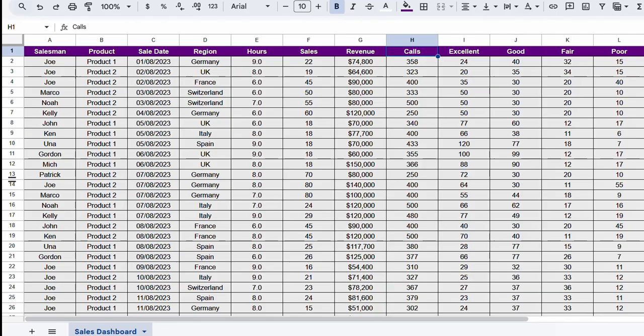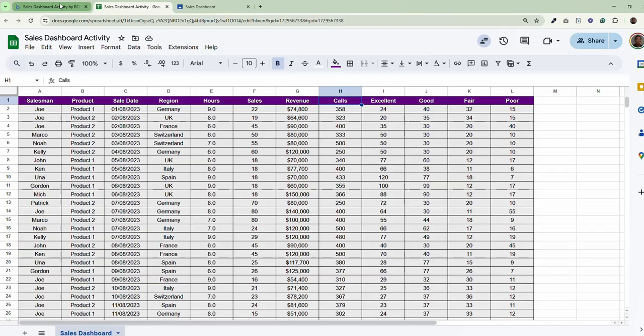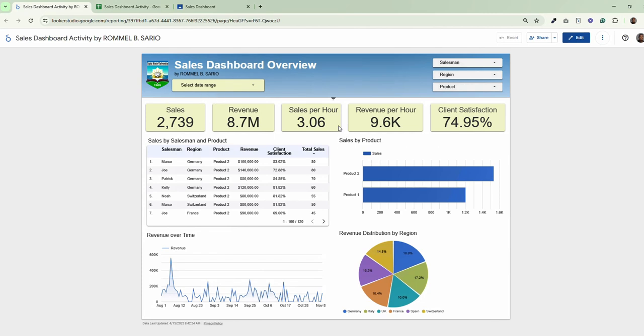This dataset gives us a rich foundation to analyze not just how much was sold, but how efficiently salespeople performed and how clients responded to their service. So these raw fields will serve as building blocks for creating calculated KPIs such as sales per hour, revenue per hour, and the client satisfaction score, or it could be the positive and negative feedback rates. So by the end of the activity, you will be able to transform this spreadsheet into a professional, interactive sales dashboard using Looker Studio, something you could actually use in a real business setting.